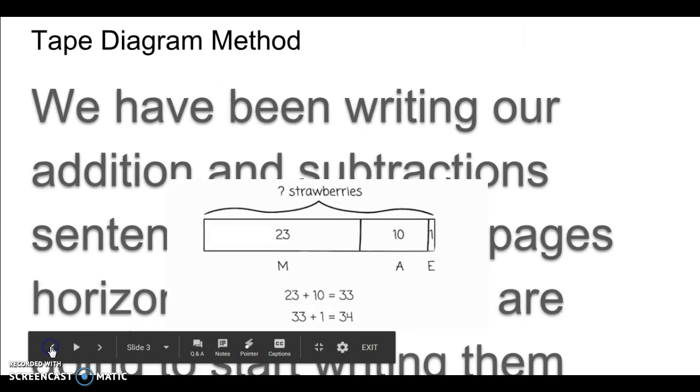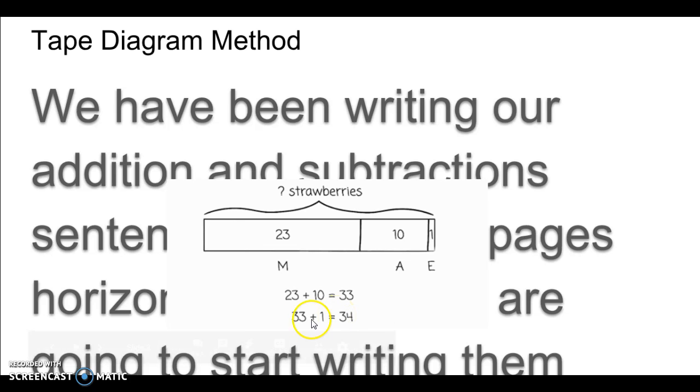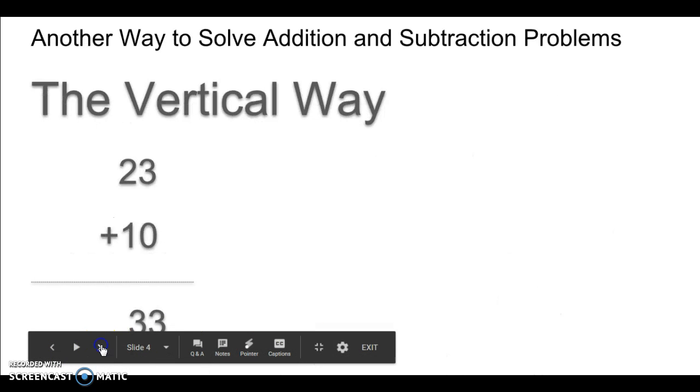Okay? Now over here, that was the vertical way. Right here is the way that we've been solving across the page. We've been writing them like this: 23 plus 10 equals 33. And then he would add that 1 that she picked in the evening, and he would get the correct answer of 34. Okay? We're going to start writing them like this.